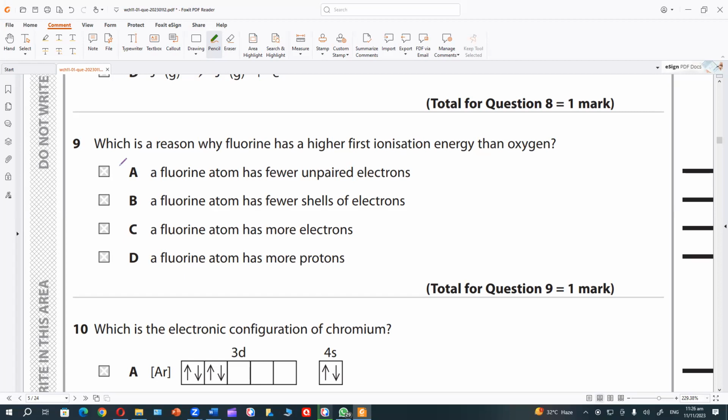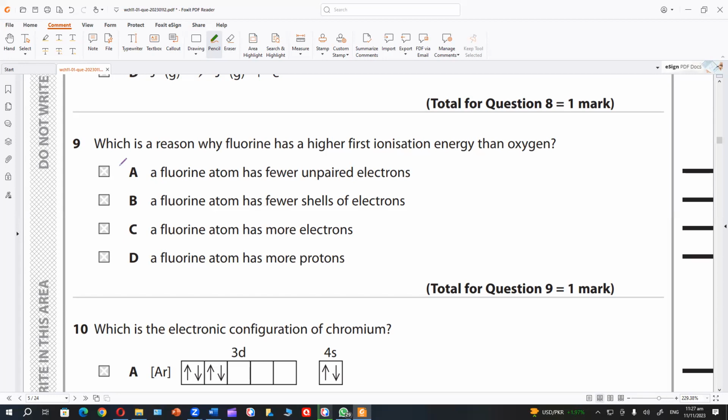The point is first ionization energy. Ionization energy depends upon atomic radius, effective nuclear charge, shielding effect. So it has more protons, meaning it has a greater effective nuclear charge, which makes the atomic radius smaller and the ionization energy higher. This is a possibility for number 9, if we follow that. But the reason is not required, but the answer is looking fine.